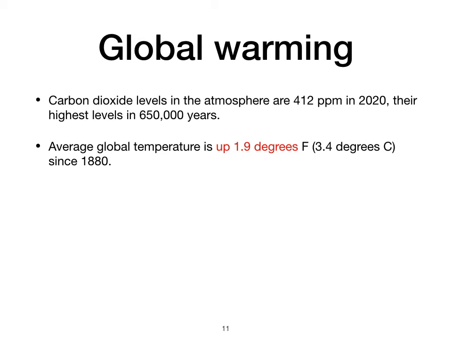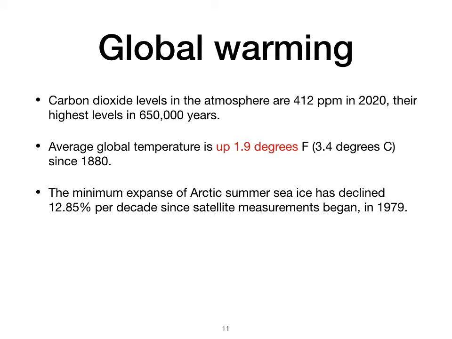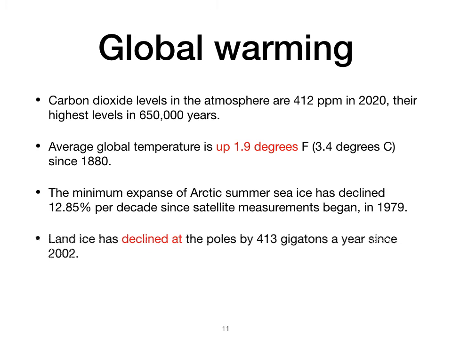And it may seem a small number, but it has devastating effects because it indicates that the Earth is much warmer than it was in 1880. After industrialization and developments and the progress that the world has made, this shows the price that we're paying now. Similarly, the Arctic summer sea ice minimum extent has declined by 12.85% per decade. So you can see that the Arctic, the oceans and the glaciers are melting. The land ice has also declined by 413 gigatons a year since 2002.